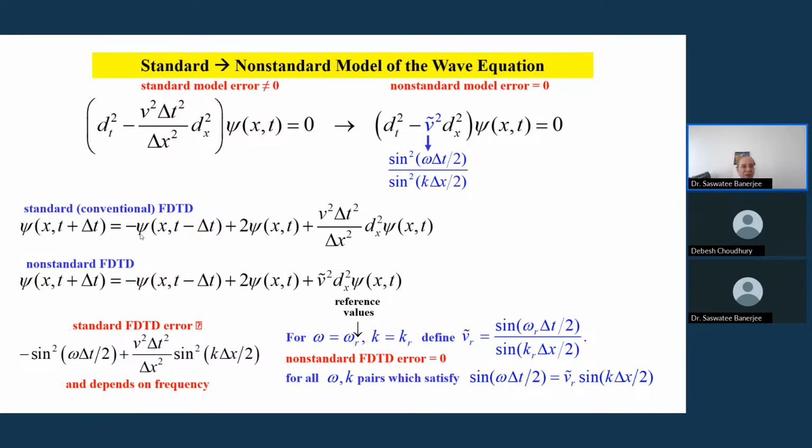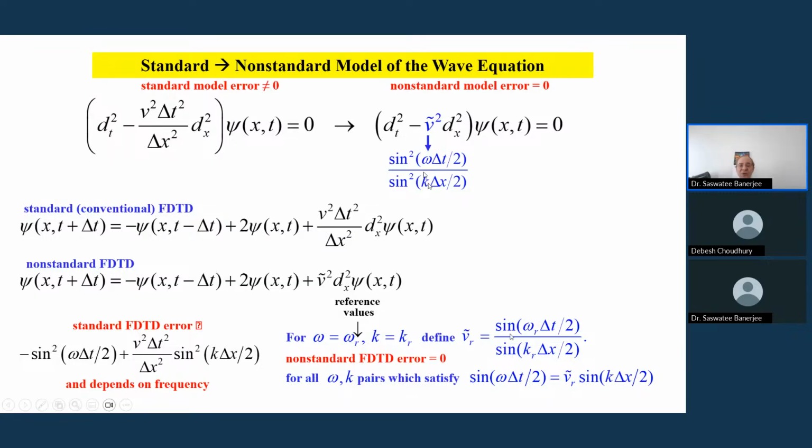So here it is. This is the normal textbook FDTD that you will see in many different books, and this is the non-standard version. All that has changed is one parameter. You might notice, if you're observant, that this seems to work for only one frequency, but the reality is you can define it for multiple frequencies.